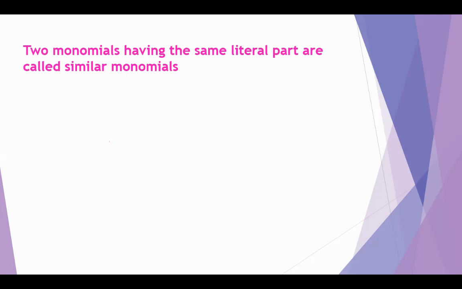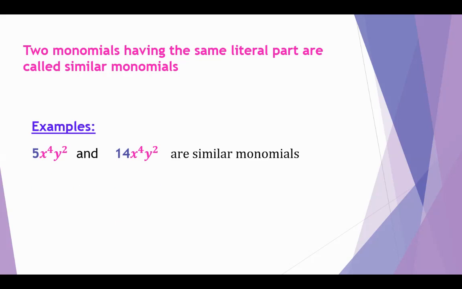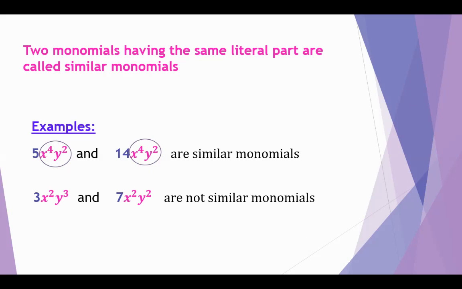Two monomials having the same literal part are called similar monomials. Examples: 5x⁴y² and 14x⁴y² are similar monomials, since here we have the same literal part, same variables. 3x²y³ and 7x²y² are not similar monomials, since the literal parts are different.